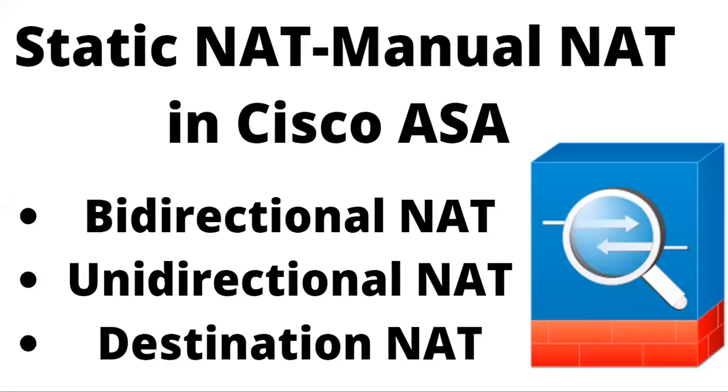AutoNAT is also called Object NAT, and manual NAT is called TwiceNAT. In case of AutoNAT, we allow translations from the source address. But in case of manual NAT, we allow translation from both the source as well as the destination. So that's possible in case of manual NAT. In this video, we will be configuring bidirectional NAT, unidirectional NAT and a destination NAT. Let's get started with the lab.